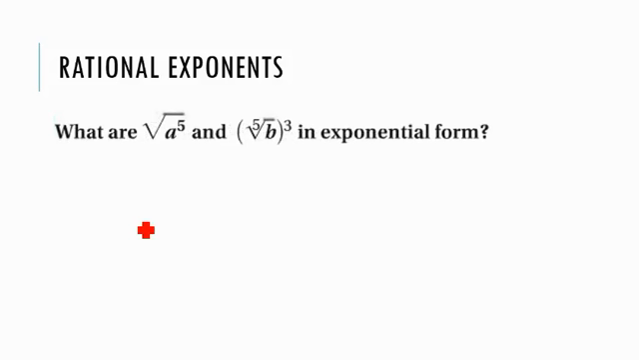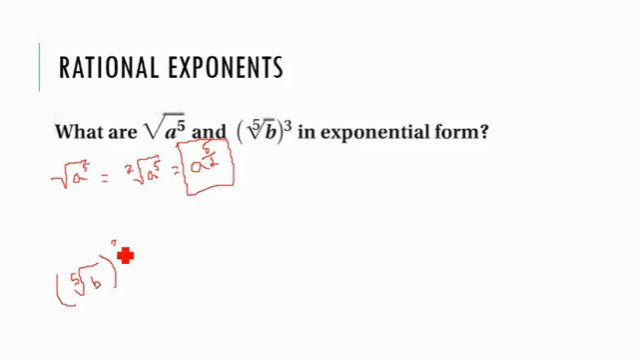Now if we go the opposite way, from radical to rational, what are the square root of a to the 5th and the 5th root of b all cubed in exponential form? If we start with the square root of a to the 5th, remember that the square root means the second root of a to the 5th. And so we have a to the 5th, and the denominator is the root, so a to the 5/2. Now the 5th root of b all to the 3rd is really b to the 1/5 times 3, and if we multiply 3 times 1/5, we will get b to the 3/5.